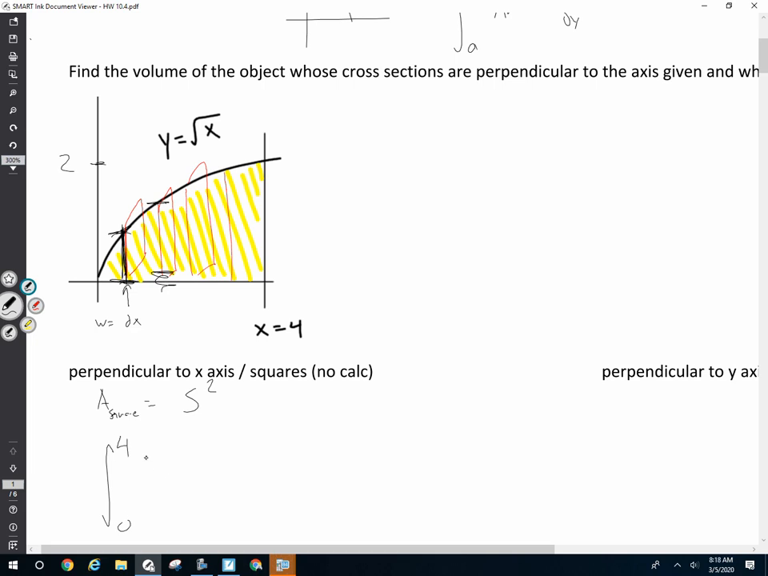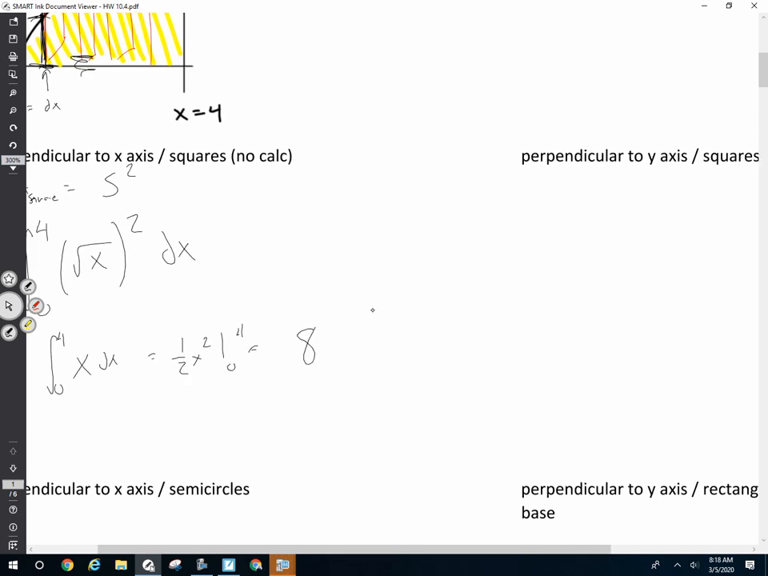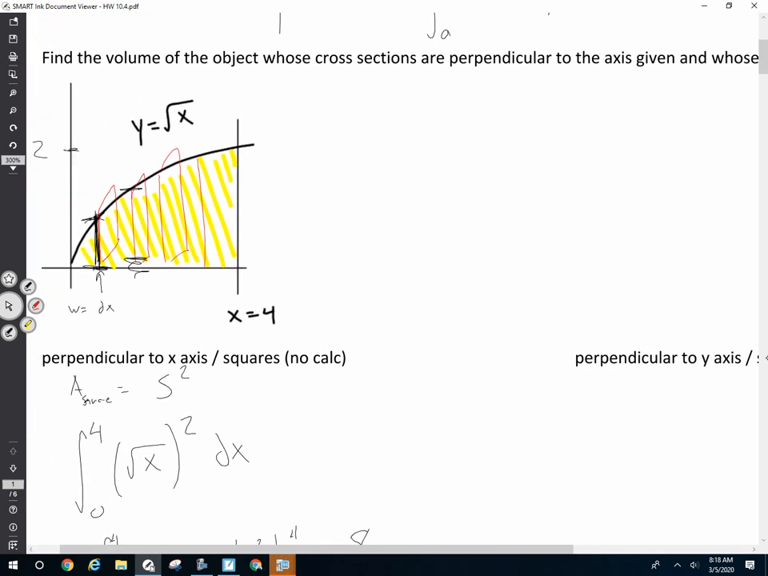We have a side length squared. That's the heights of my side lengths of my squares. And then times dx to give it volume. We want to do this without a calculator. We can. We'd simplify this first. This is just x from 0 to 4. Take the antiderivative, 1/2 x squared from 0 to 4. I get 8. Yep, minus 0.